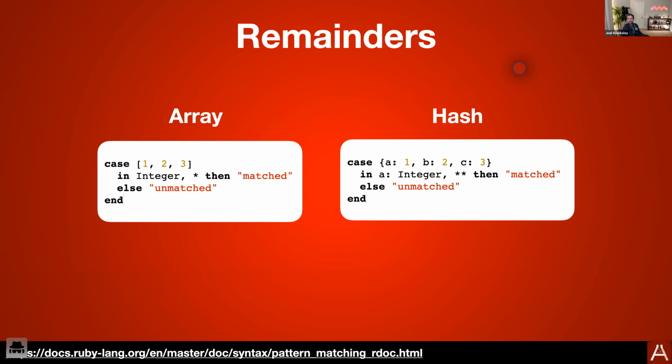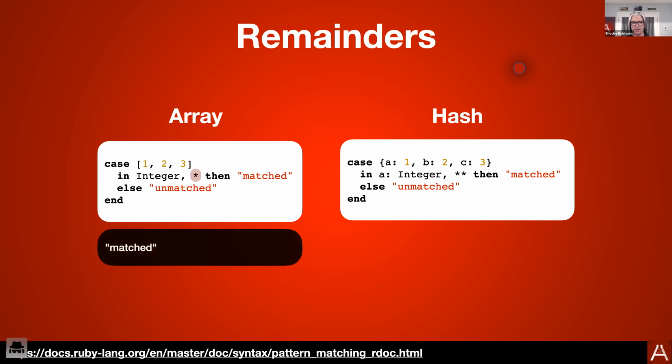So we can also do things with remainders. The way this works in both arrays and hashes is we can use splats again. In the case of an array, it's just a single splat, and that'll give us a match, right? That gives us the power to turn arrays, which are normally whole value pattern matching, into partials through the power of the splat.